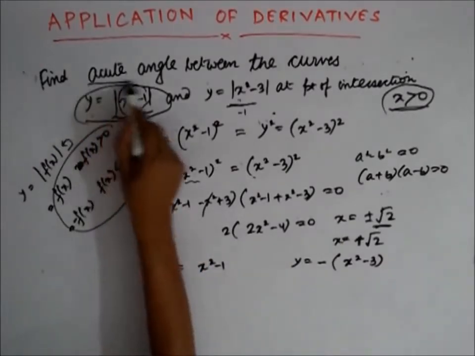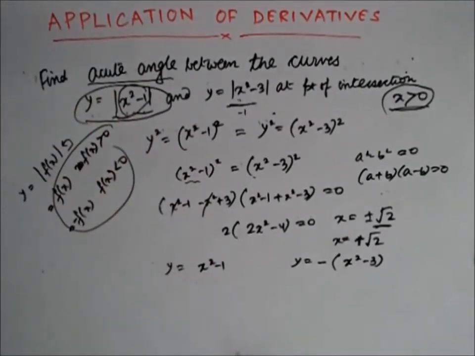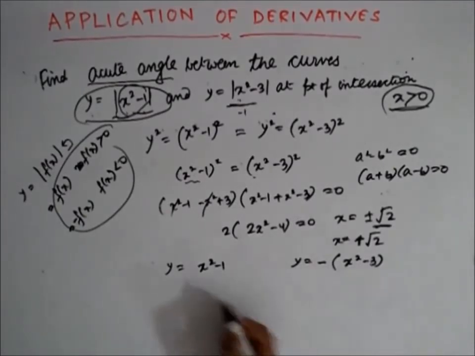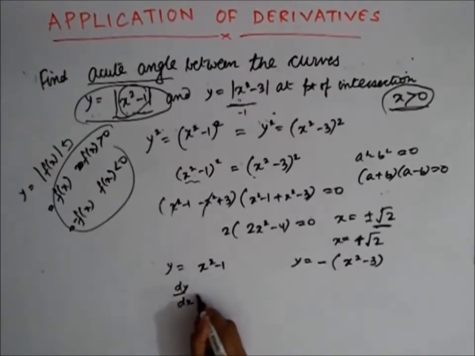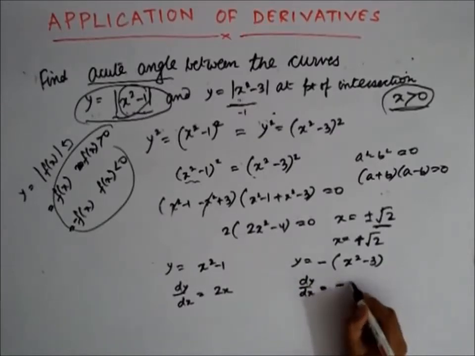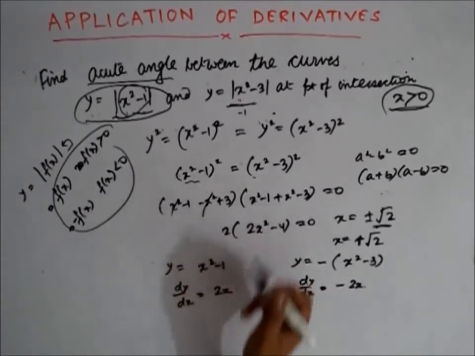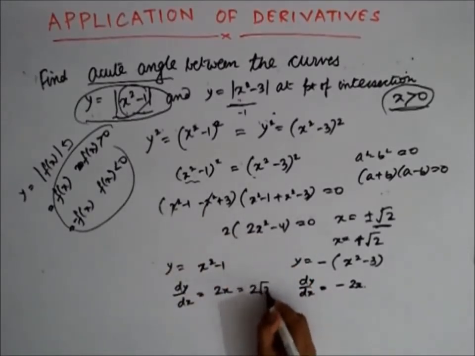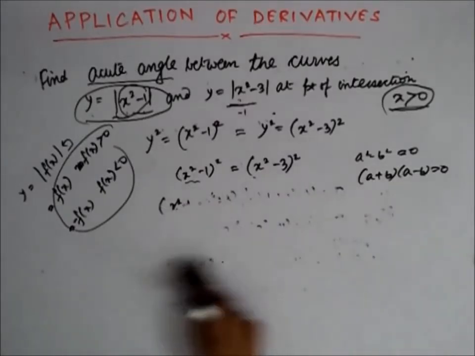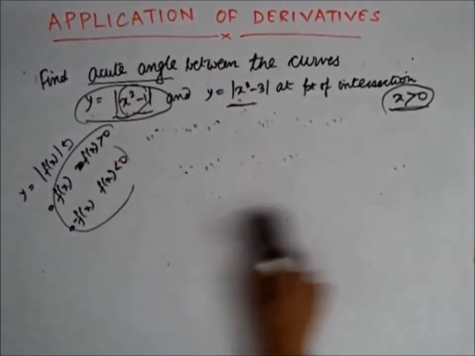Okay. Now to find the acute angle, we need to find the derivative of both the curves, and we need to find the slope, or the derivative, at the point of intersection. So let's differentiate both the curves. It's 2x and here it's minus 2x, right? At the point of intersection, this will be 2 root 2 and this will be minus 2 root 2. Okay. Now since we have found the derivatives, the next process becomes very simple. We just need to put the values.